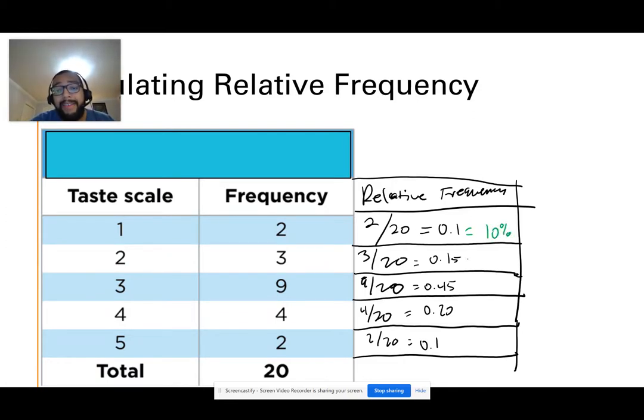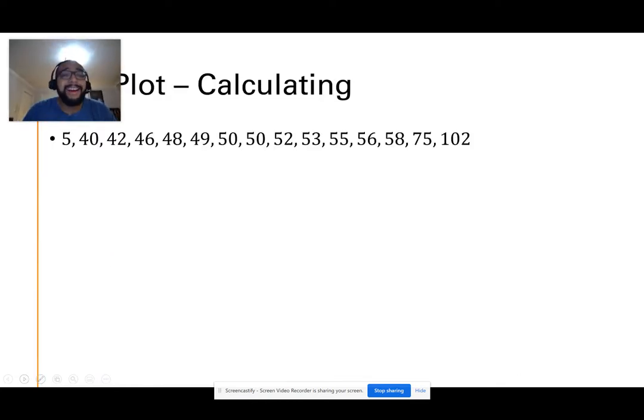My bad. 0.15 is the same thing as 15%. We have 45%. We got 20%. And then we got 10%. Beautiful, amazing, I know. So make sure you know how to calculate relative frequency. We're not going to talk about two-way tables, so don't worry about that. We did like one example, but we are going to talk about box plots, something we talked about.